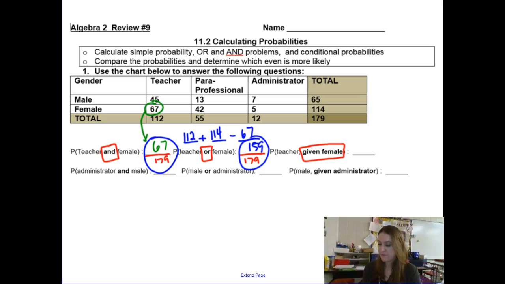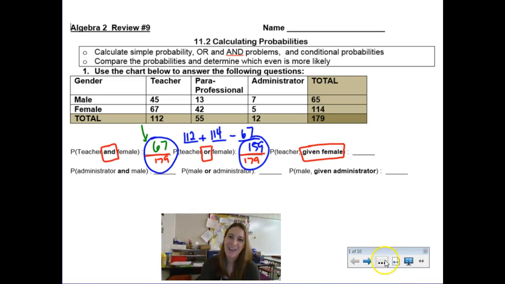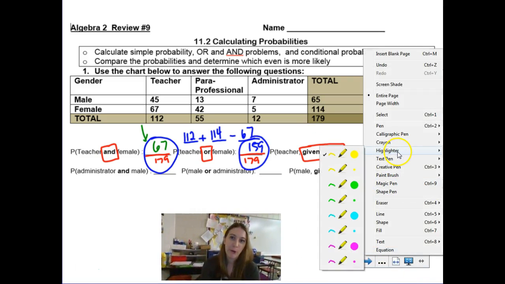And then given female, I really encourage you guys to try highlighting, okay? Given female means you're only going to look at the data. Whoops, that's not highlighting. Try again. Given female means you're only going to look at data from the female row.